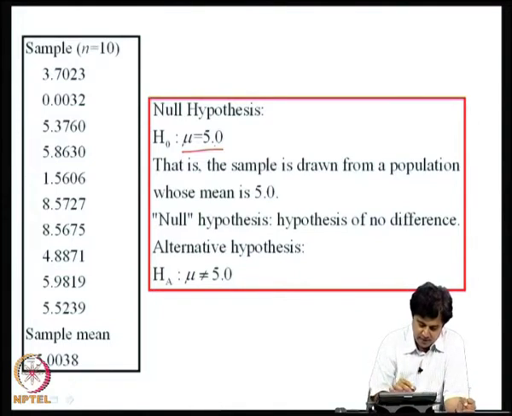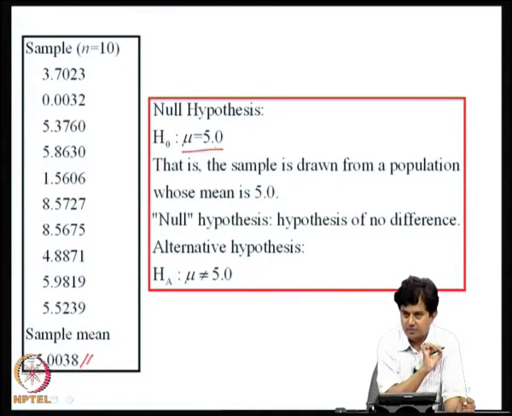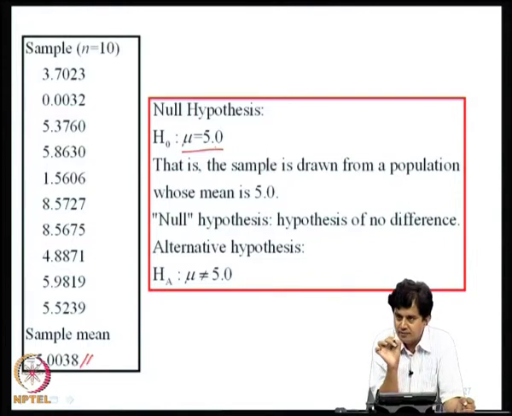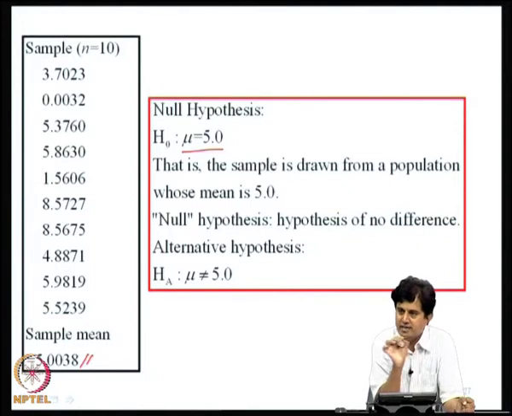Now as the production is proceeding, you draw 10 samples and find out the sample mean. It is 5.0038. This is different from 5.0. Why does the difference occur? There could be two reasons. One is there are inevitable random fluctuations which are beyond our control, so nothing can be done about them. And also I am finding this sample mean with only 10 samples.